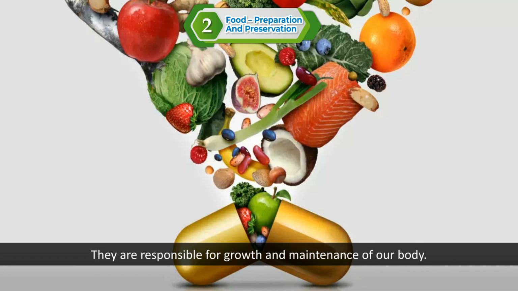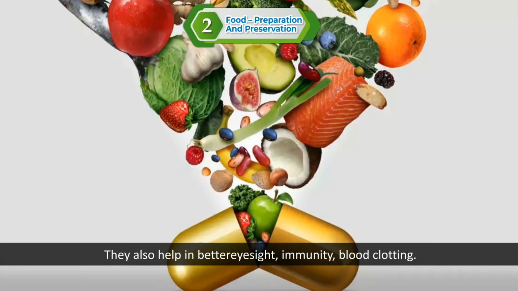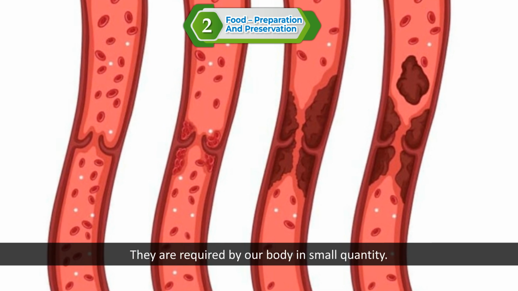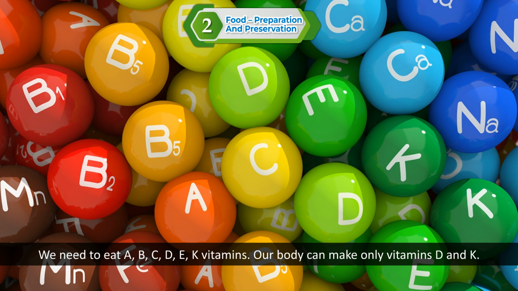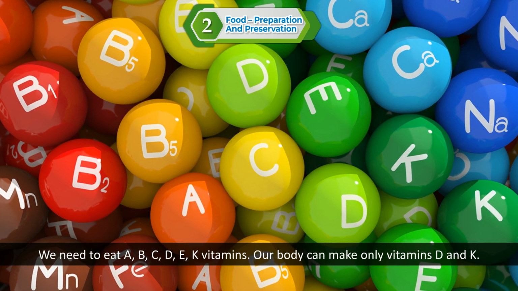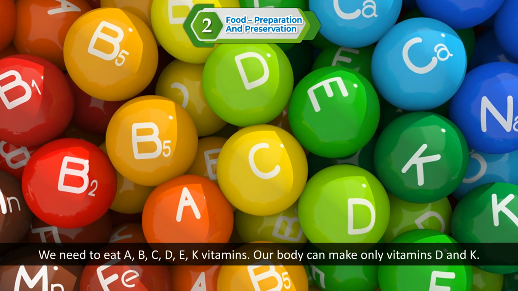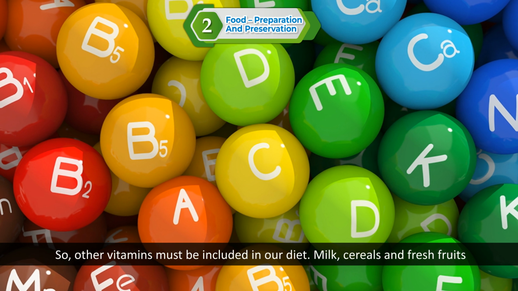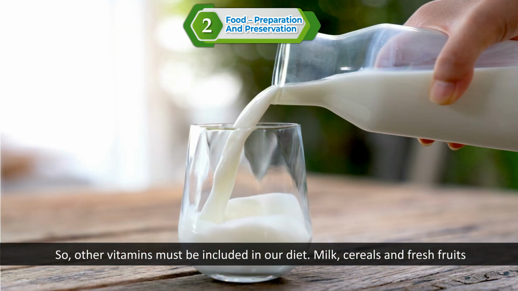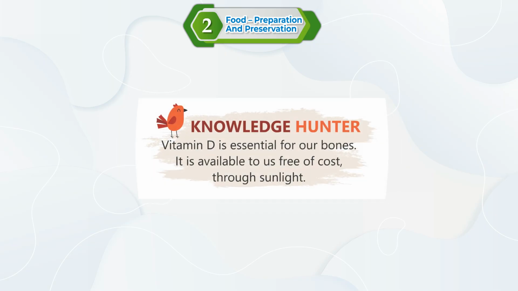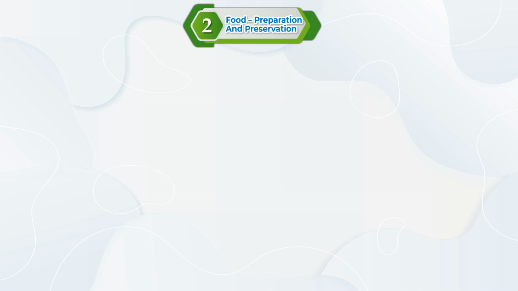Vitamins. They are responsible for growth and maintenance of our body. They also help in better eyesight, immunity, blood clotting. They are required by our body in small quantity. We need to eat A, B, C, D, E, K vitamins. Our body can make only vitamins D and K. So, other vitamins must be included in our diet. Milk, cereals and fresh fruits are sources of vitamins. Knowledge hunter. Vitamin D is essential for our bones. It is available to us free of cost through sunlight.